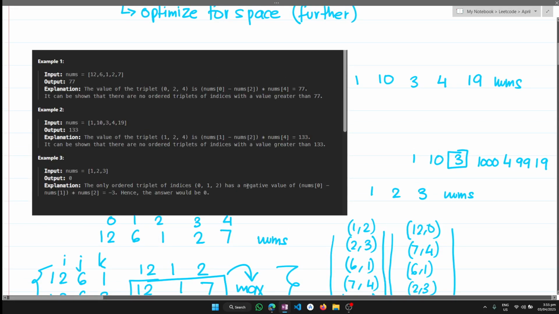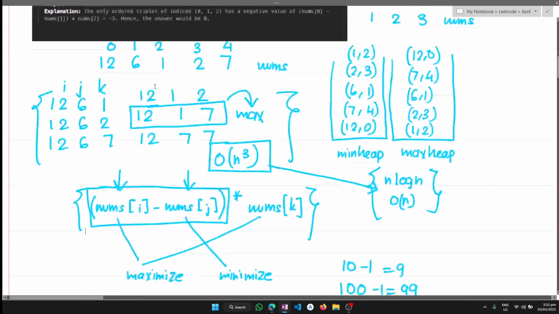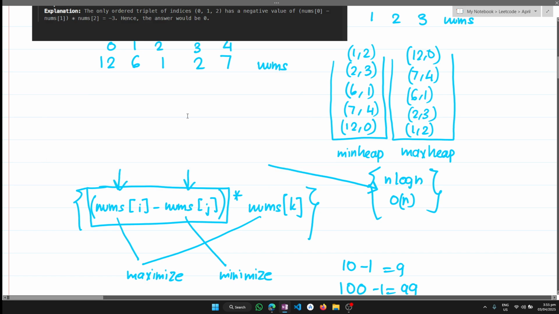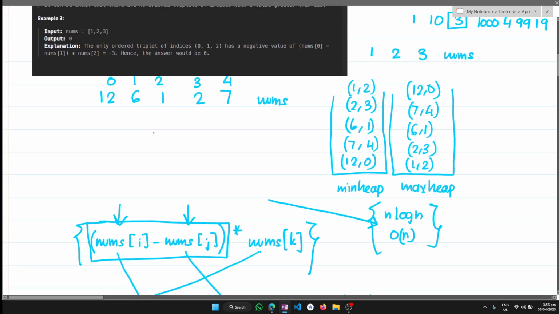So one thing which actually came up in my mind was, why don't we do something like this? For this particular test case, 12, 6, 1, 2, 7, let me actually erase all of this. For this particular test case, why don't I do something like this? I find out the minimum and label it as j. Okay, so this is my nums[j]. Then I find out the maximum before it, and then the maximum number which is after it. So max number before and then max number after it. Makes sense? We're following our intuition at this point totally.